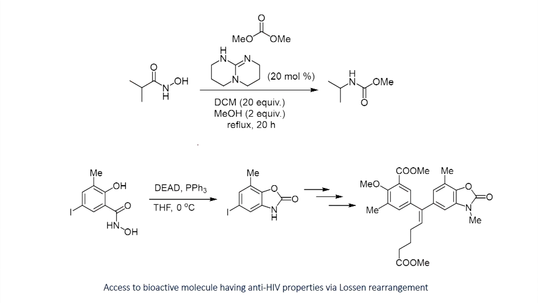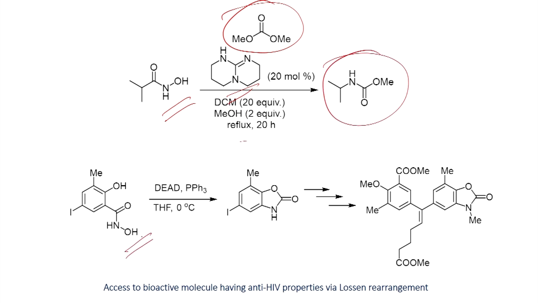Here is another example. This hydroxylamine derivative can be reacted with this carbonate, dimethyl carbonate, in the presence of this base in dichloromethane and methanol solvent. You will be able to get this carbamate, and similarly here this hydroxylamine derivative in the presence of diethyl azodicarboxylate, the phosphine.